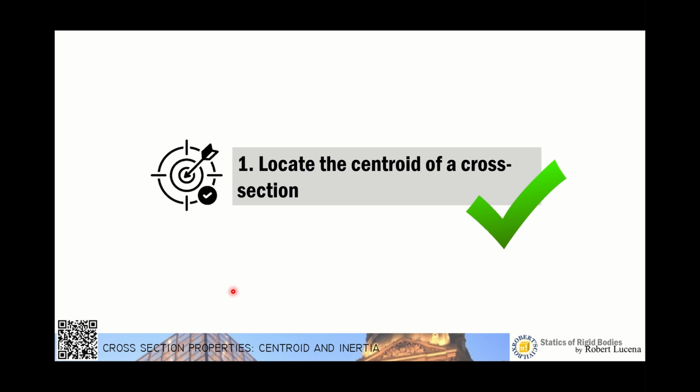We have attained our first objective. In the next lecture, we will continue to attain the second one.